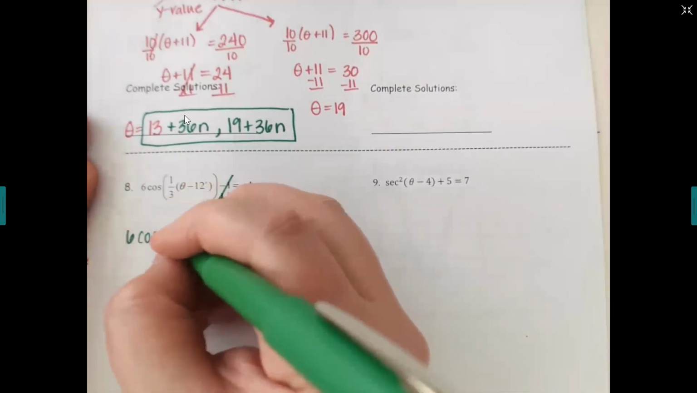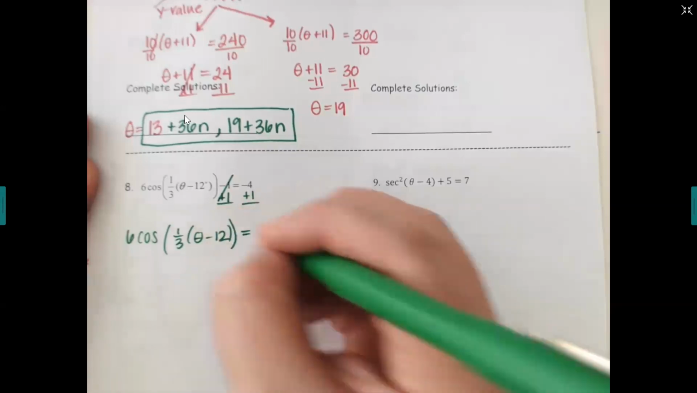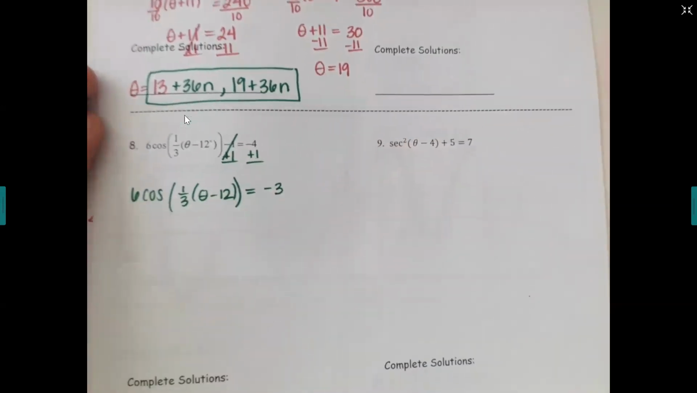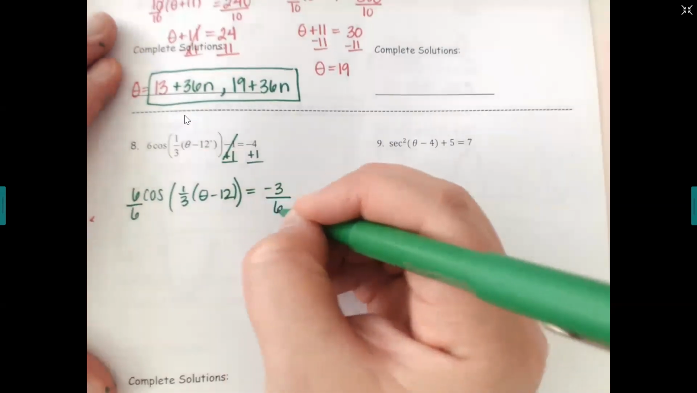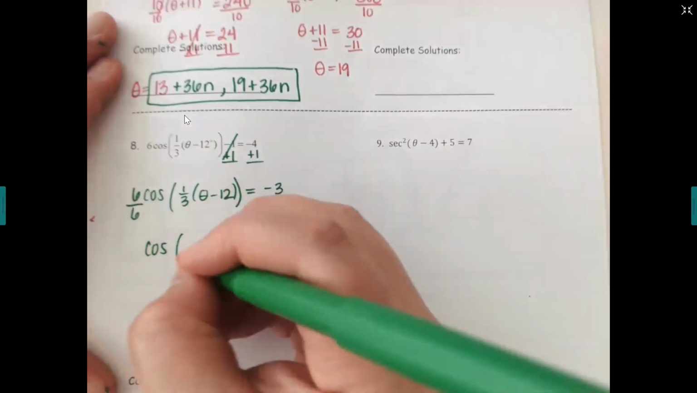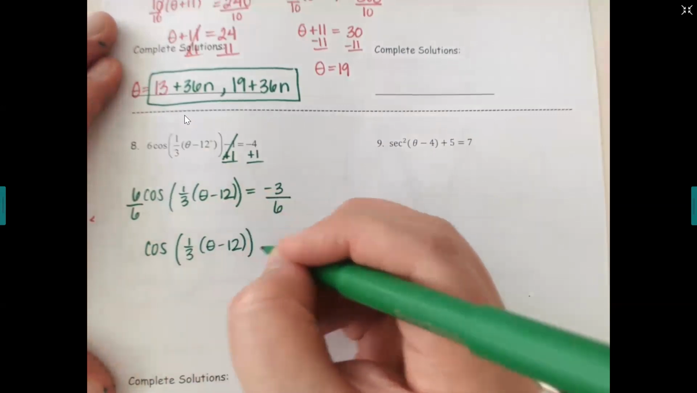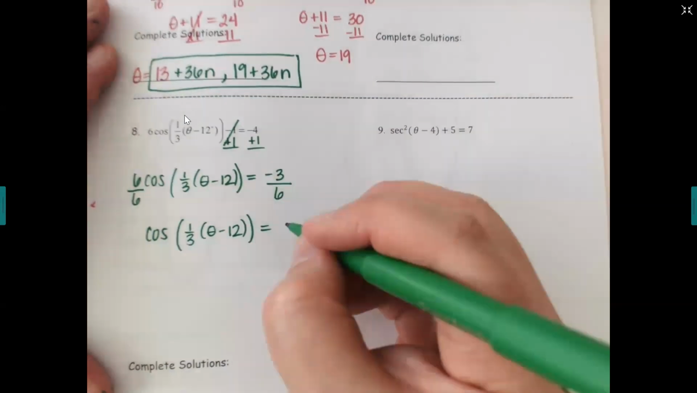So I have 1/3 theta minus 12. -4 plus 1 is -3. Then divide the 6 over. So I have cosine 1/3 theta minus 12 equals, what is 3 over 6 the same as? 1/2.